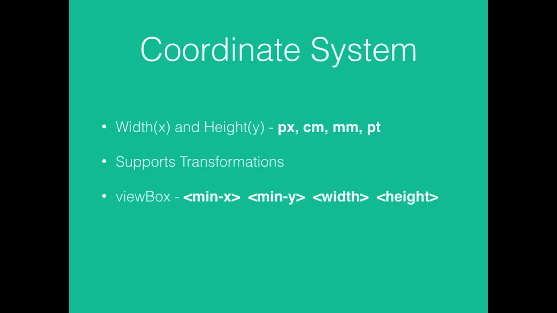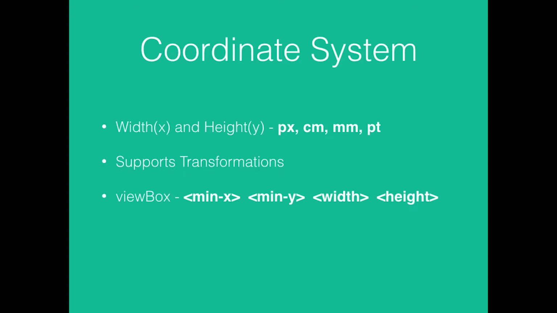So the SVG format uses a basic Cartesian coordinate system, with the top left corner being 0, 0. It also supports transformations, some of them as simple as rotation, scale, and translation, but also as complex as skewing. And although these are very cool, they're not all that useful for simple icons.